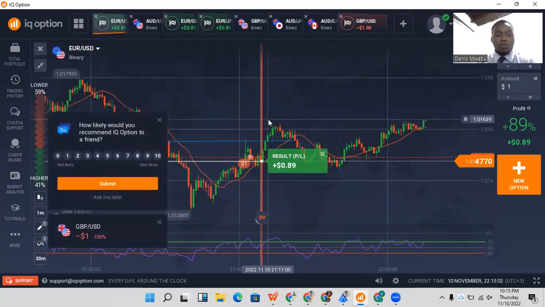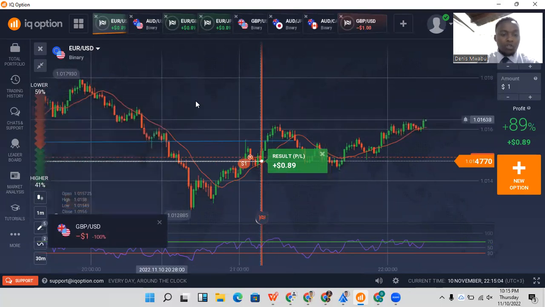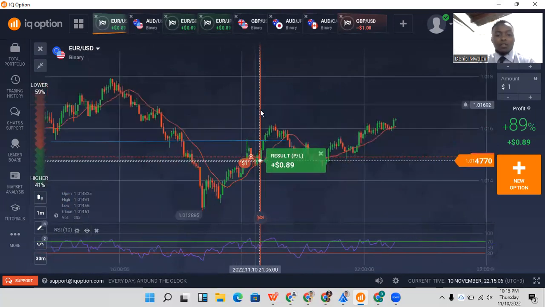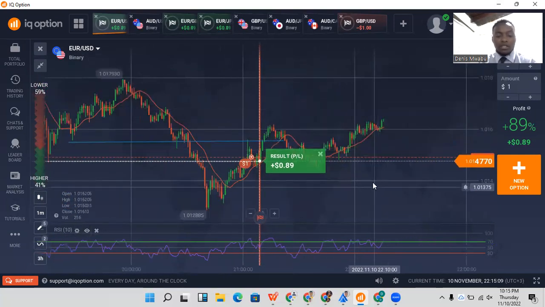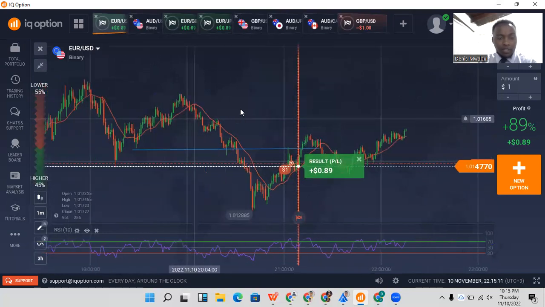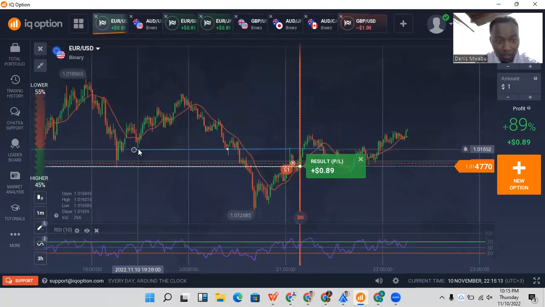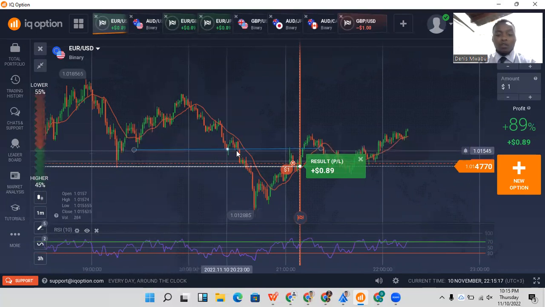The next thing that you're supposed to do is take a look at the major support and resistance levels. You can see there are some lines I've been able to draw here. For example, this was a support level that was previously broken, so it acted as a resistance level.